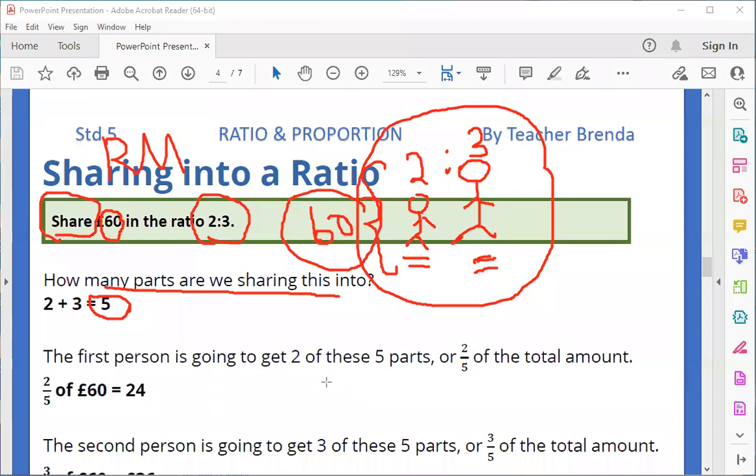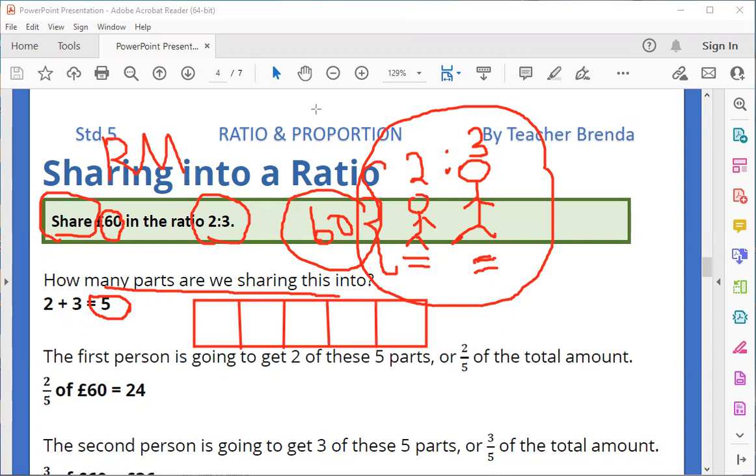Now what do I do? I do my famous rectangle. You remember when you learned fractions, you learned this? So what I'm going to do is divide this rectangle into 5 parts. 1, 2, 3, 4, and 5.